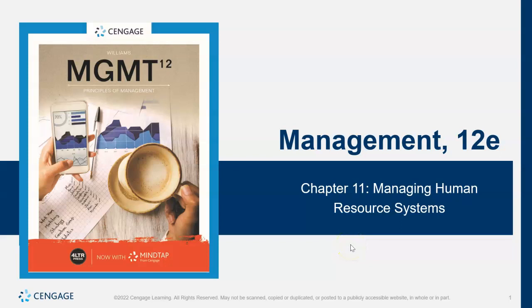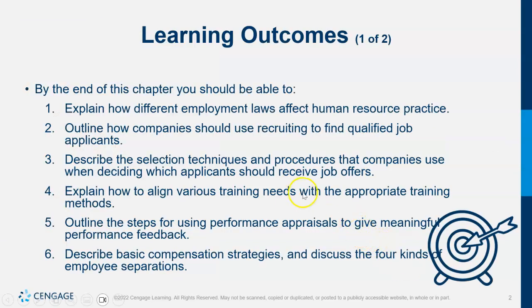In this mini lecture, we're going to look at concepts covered in Chapter 11 on managing human resource systems. Specifically, we're going to look at what is human resource management, what is included in it, and then we're going to look at some laws and regulations. Here are the learning outcomes for this chapter. You may pause here to review them.